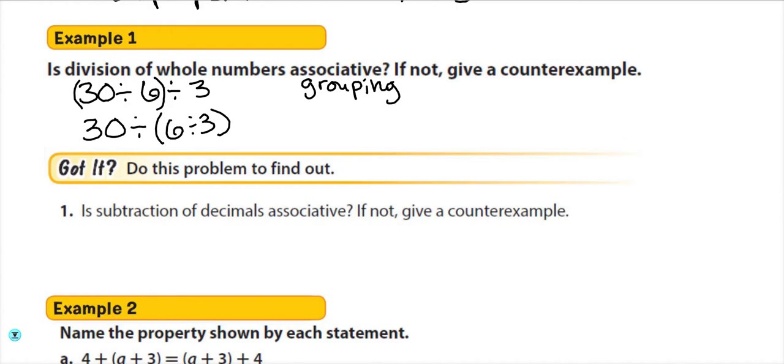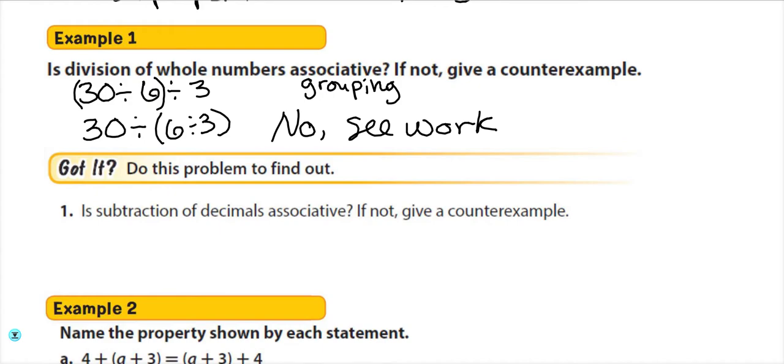So, no. And then I'm going to put C my work, because there's my counterexample. So the associative property does not work with division. It only works with addition and multiplication. All right, let's try the next one.